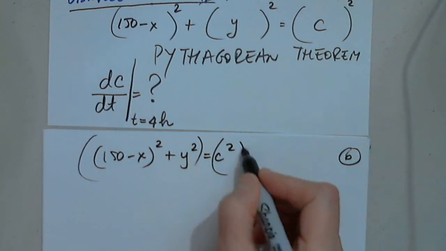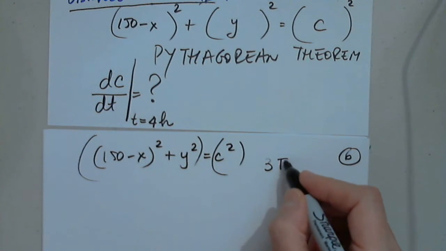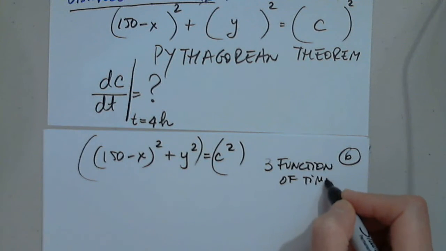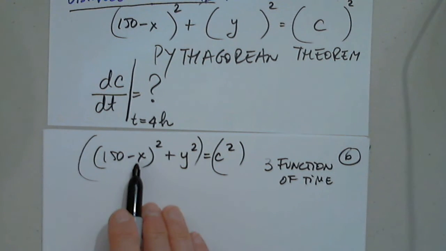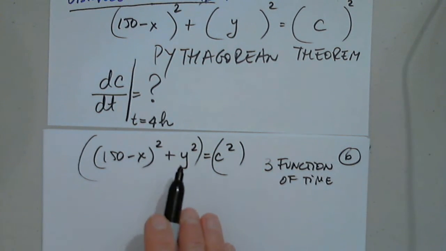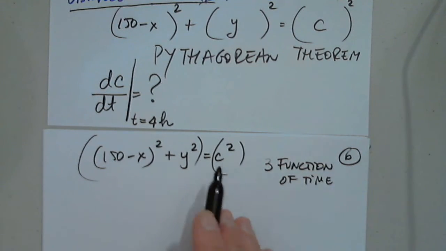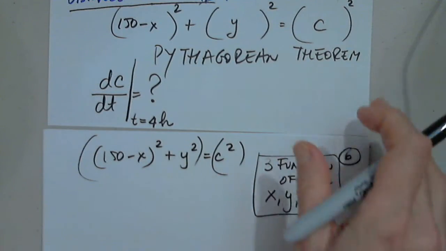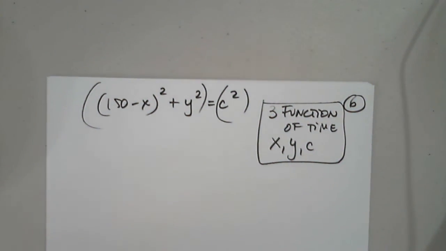And let's differentiate. Remember, we have here 3 functions of time. Do not get confused. X is a function of time. Y is a function of time. C is a function of time. So x, y, and c have to be treated as functions. I'm ready. How do we differentiate implicitly?